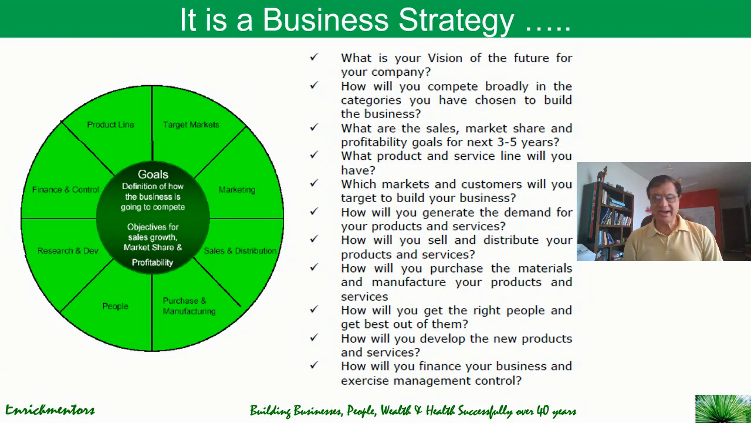Winning business strategy is basically answering many questions, best visualized by Michael Porter in this hub and spoke wheel that you see on the left hand side. At the center of this wheel, there are questions that you need to answer about the goals and the competitive strategy of the company. And then there are spokes that you need to answer about those. These questions, as you see on the screen, are like what's your vision for the future of your own company? How will you broadly compete in this category?